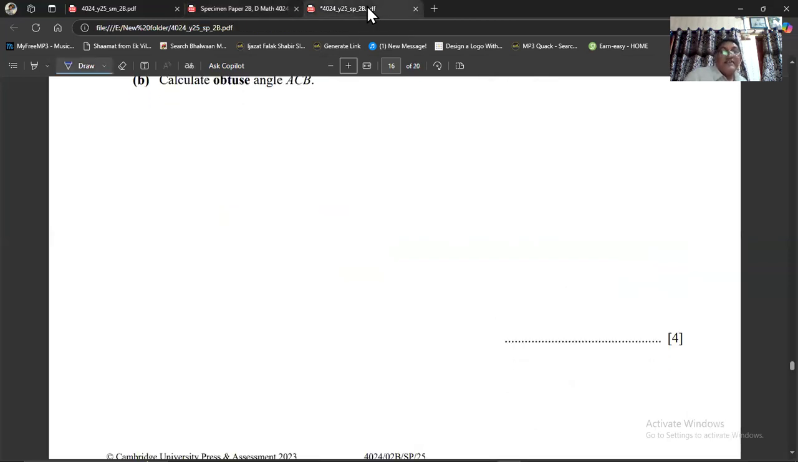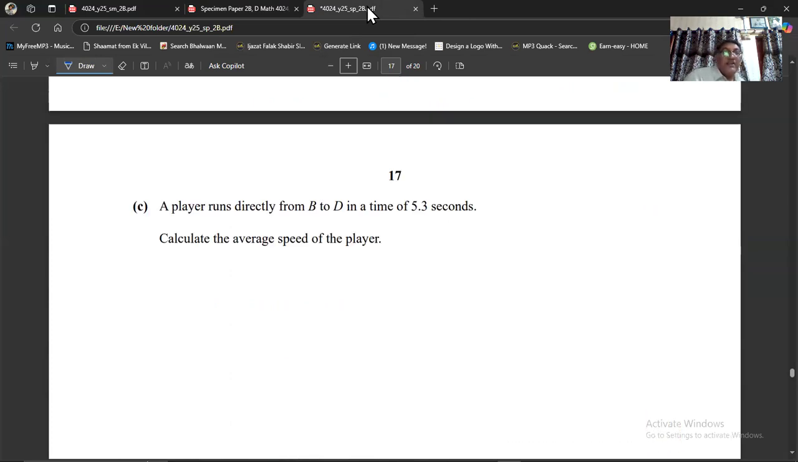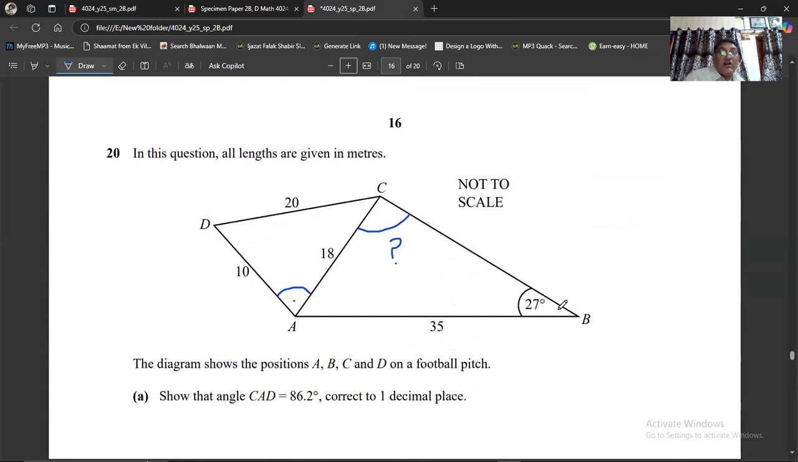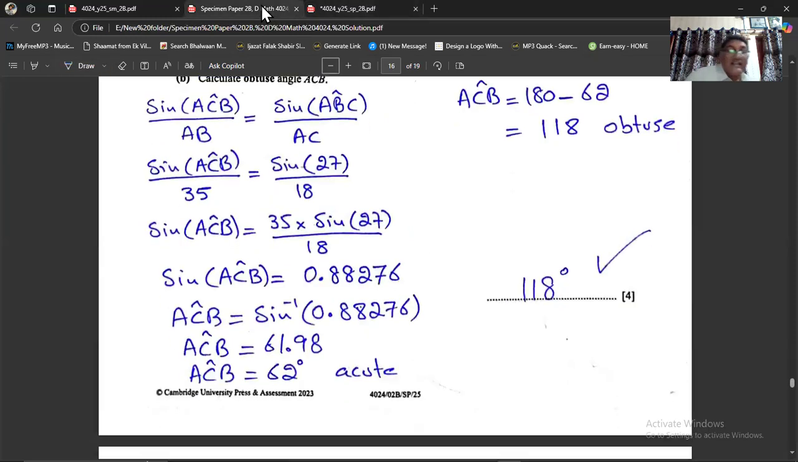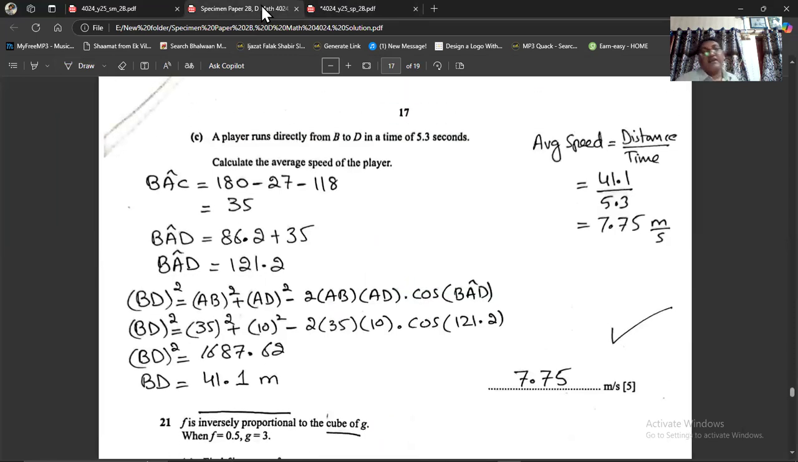I hope you understand. The C part: a player runs directly from B to D in a time of 5.3 seconds. Calculate the average speed of the player. He went directly from B to D. If I know these angles, and add them, this will be a right angle. I know this side and this side, so I can find side BD by the law of cosine. It's a 5-mark question. Then I know the time taken and I can tell the average speed.